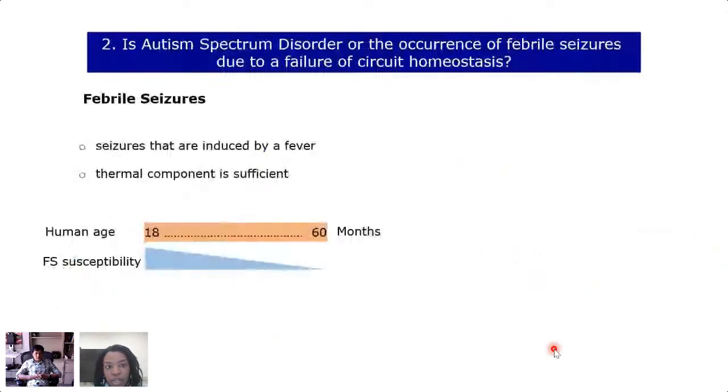The second question that I'm interested in, which is quite unrelated to the first in some ways, is whether autism spectrum disorder or the occurrence of febrile seizures is due to a failure of circuit homeostasis. These two disorders may seem disparate at first, but I'll connect the dots shortly. Febrile seizures are seizures that are induced by a fever, and we know that the thermal component is sufficient. We also know that there's an age-related susceptibility, so that in humans, the peak susceptibility occurs at 18 months of age, but by 5 years old, there's very little chance of inducing a febrile seizure.